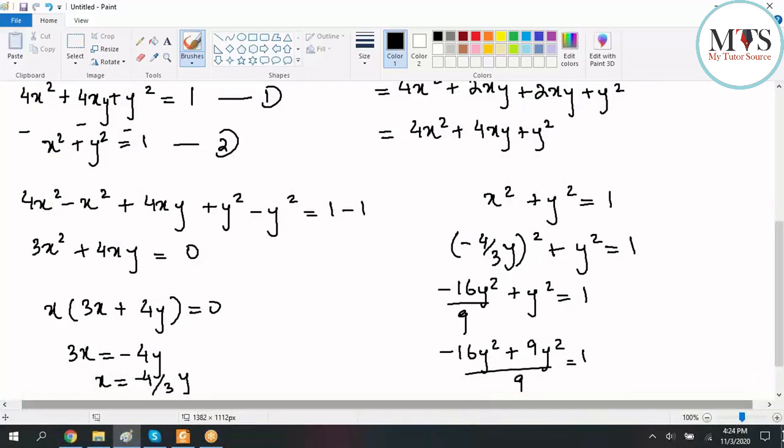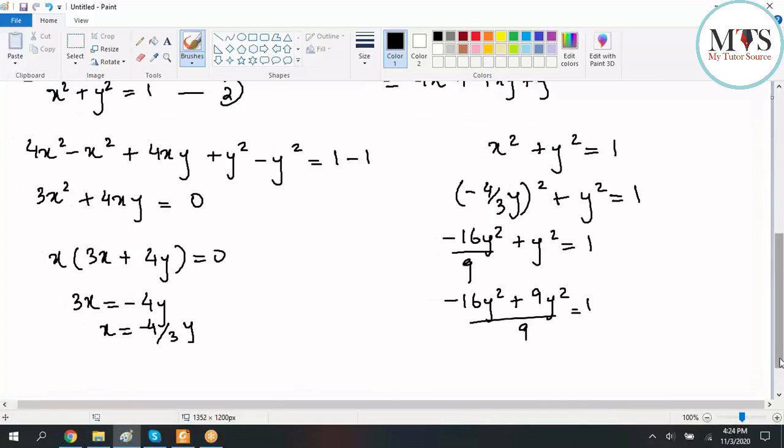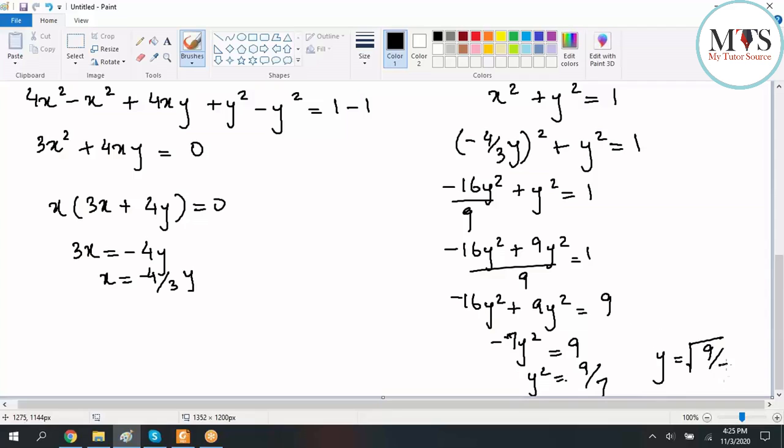Any questions? No. Okay. So then 16y squared plus 9y squared equals 9. 16 plus 9 is 25y squared equals 9.